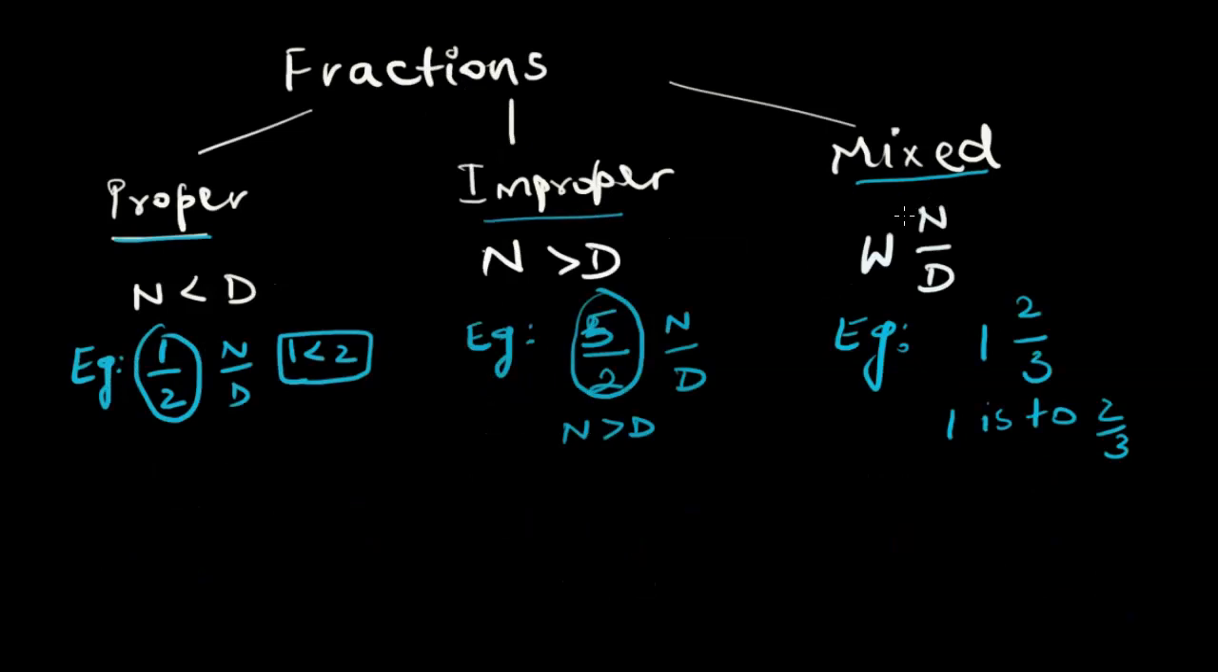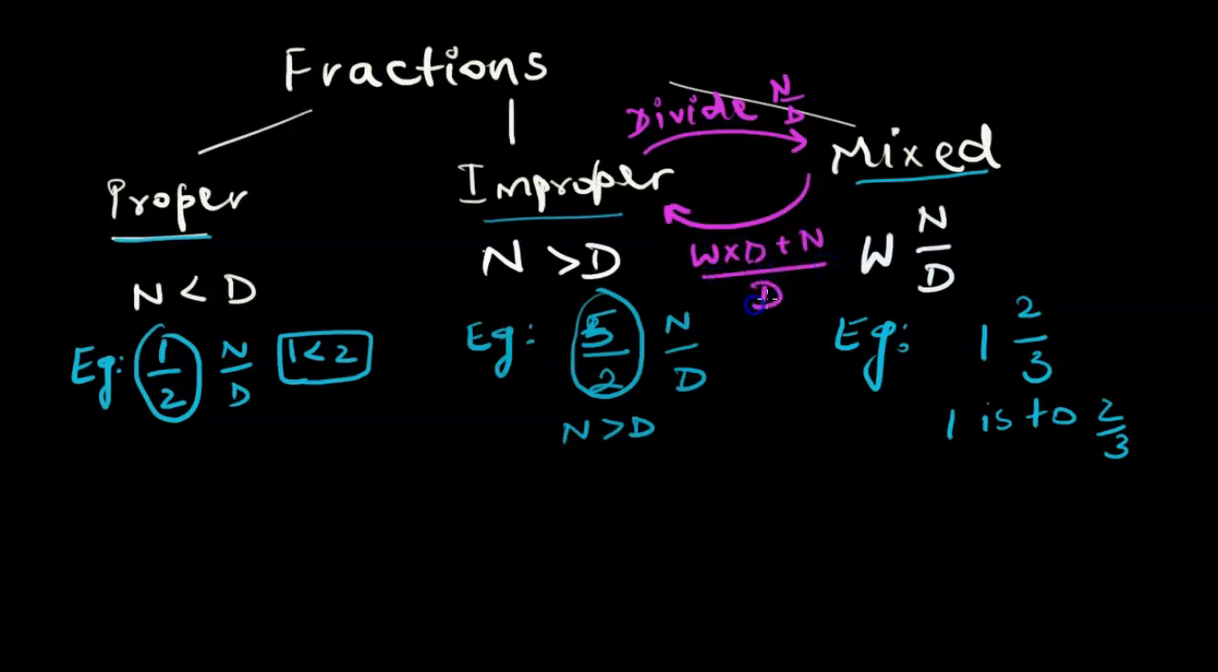Now we'll learn how to convert one form to another. The only forms that are convertible are improper to mixed and mixed to improper. If we want to change improper to mixed, we need to divide the numerator by the denominator. If we want to change mixed to improper, we multiply the whole number with the denominator and add the numerator to it. That becomes the new numerator over the denominator.